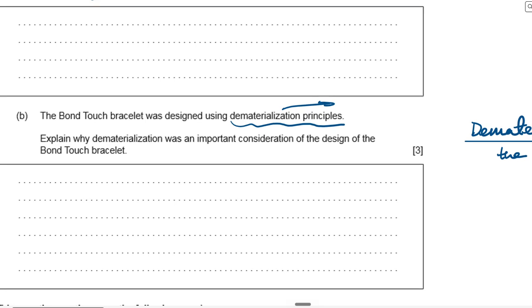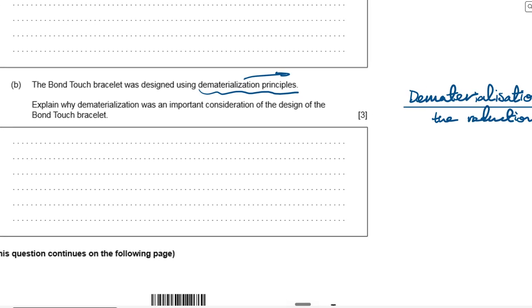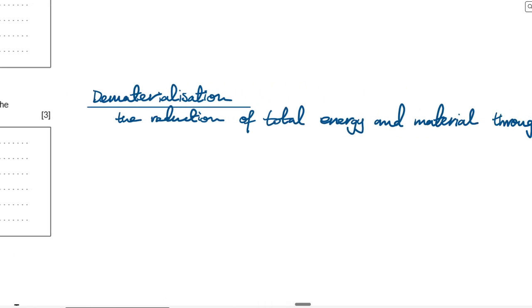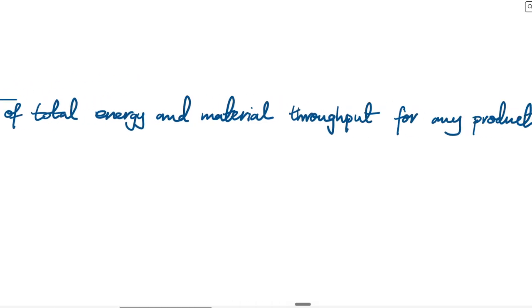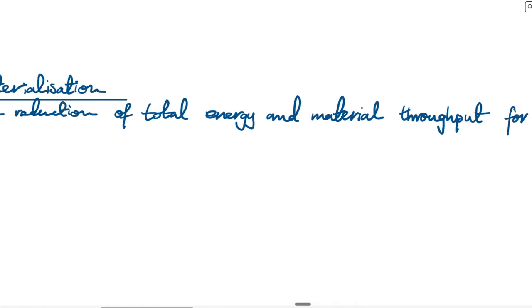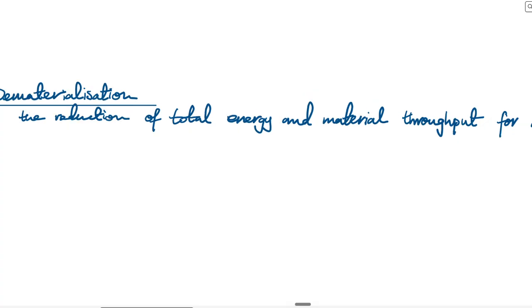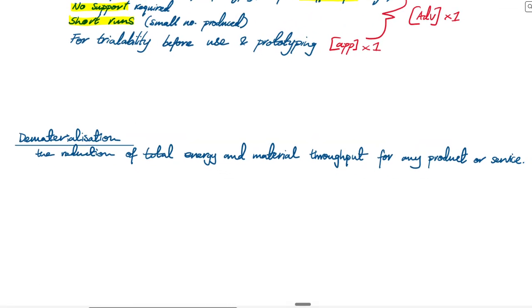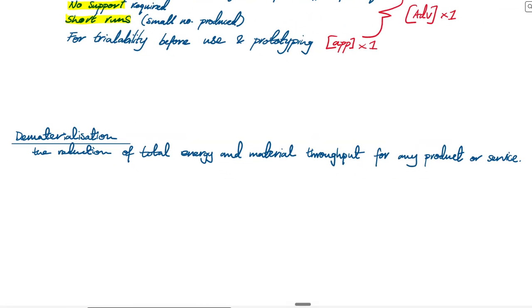Part B was designed using dematerialization principles. Explain why dematerialization was an important consideration of the design. Okay, so we have our definition, reduction of total energy and material throughput for any product or service. And that gives you 1 mark already. And again, the importance of this, we covered it in question 7, so go check that out in the video. Importance of dematerialization is it's a sustainability strategy, right? We're reducing energy and material, so we're reducing waste. We're reducing the amount of raw virgin material that has to be extracted from the earth.